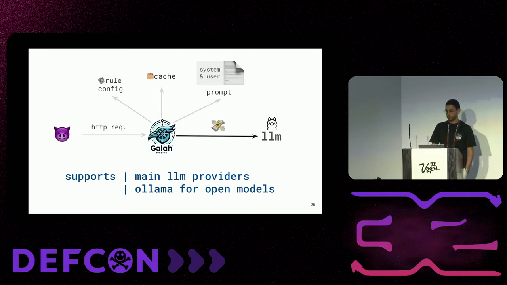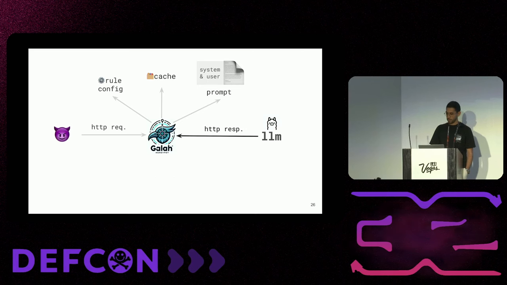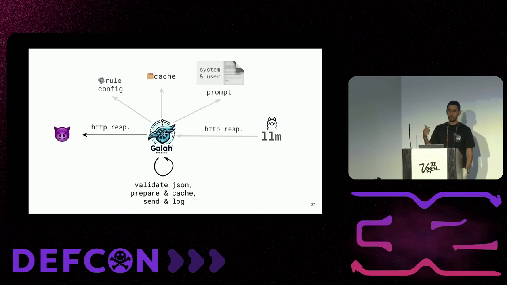Okay, and then when we create a prompt, we send the request to the LLM. We support main LLM providers, so if you want to use the commercial ones, or if you want to use open models, you can just use Ollama. And then you get the response, and at this stage, we do a couple of checks, like trying to validate the JSON, trying to clean the response. For some reason, some responses you get are not that clean. There are some extra characters at the beginning and the end of the response, which you need to remove. And then prepare it, cache it, send it, and then log the event.